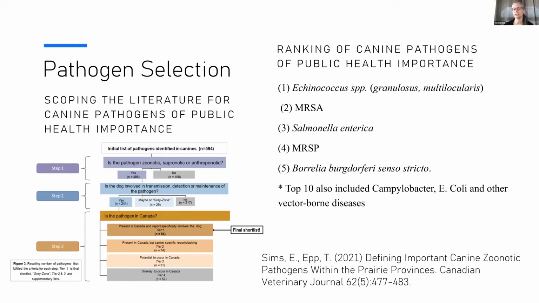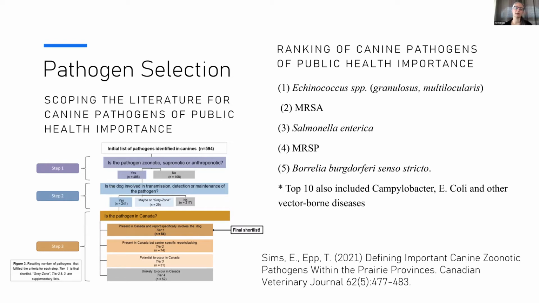So in that ranking process, we came up with these 5 of most importance: Echinococcus, MRSA as well as MRSP, the antibiotic resistance bacterial section, Salmonella enterica, the GI pathogens, and Borrelia burgdorferi, the Lyme disease pathogen, which would be vector-borne diseases. In the top 10, there were a couple other GI and vector-borne pathogens, so we didn't want to exclude them. And so really our finalists came down to Echinococcus, GI pathogens, the antibiotic resistance pathogens, and the vector-borne pathogens.